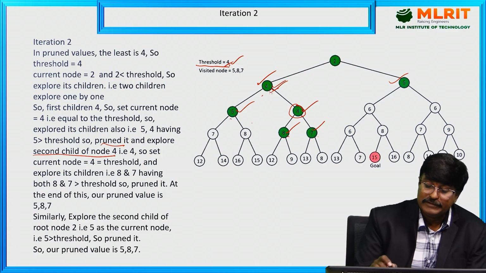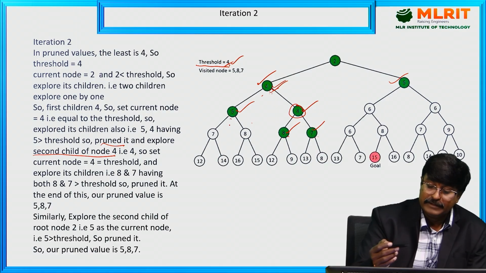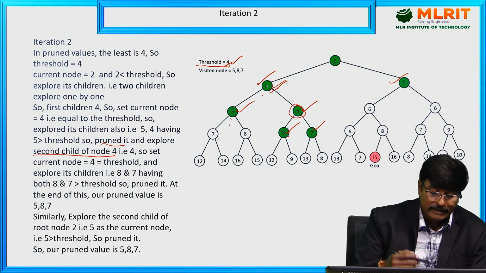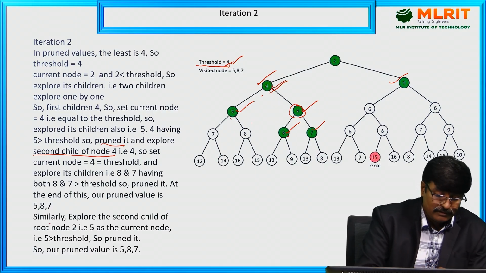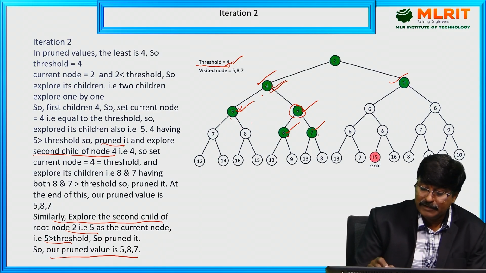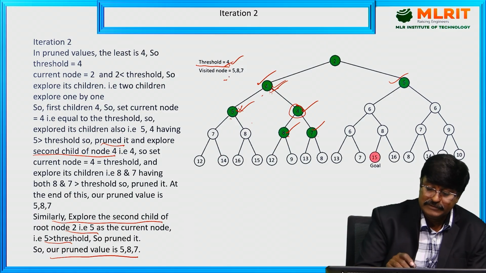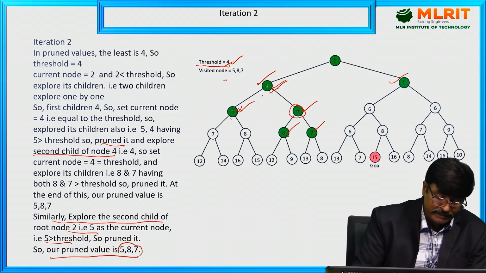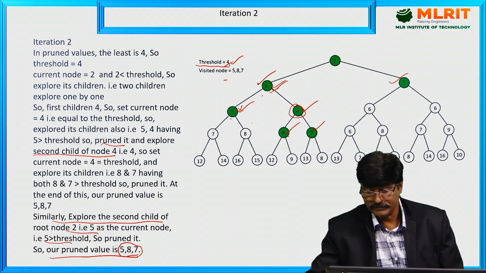Out of these, all are greater than the threshold value, so you have to redefine the threshold value. Similarly, explore the second child node 2, that is the current node. It is greater than that one, so you are not expanding this node; you keep it in the pruned list. So our pruned values now are 5, 8 and all these values listed, and keeping them in the pruned list means you are skipping them.